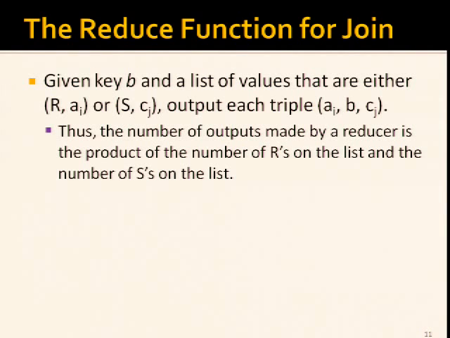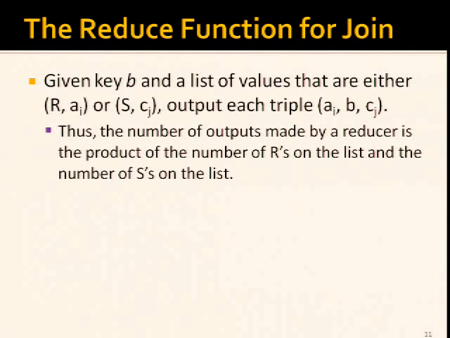So again, think of the reduce function applied to a particular key B and some number of values. Some values come from R, some values come from S. And if you think about it, all the values from R that have B value B are going to pair with all of the S tuples that have that same B value.